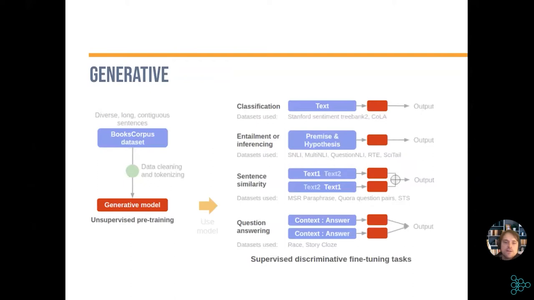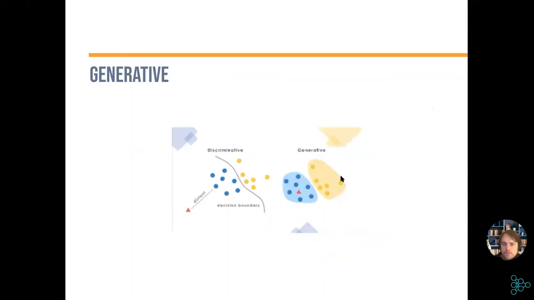And generating, again, while you have a generative model also in NLP, you can do a lot of other things. You can do classification, some inferencing, sentence similarity, question answering, and so on. So as you can see here, the generative part can be used in more ways than just a discriminative representation.